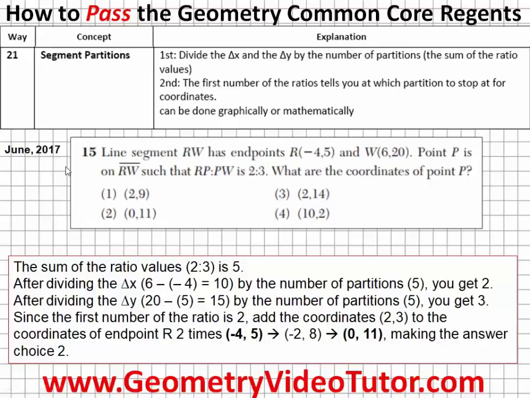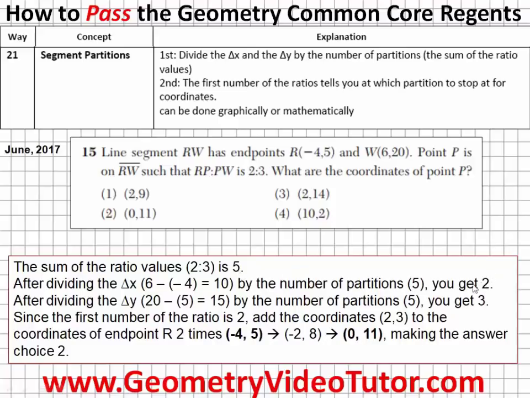So now we're at June 2017, question number 15. First, you want to get the sum of the ratio values. So anytime you see the 2 to 3 ratio, add them up. You get 5. That's what I did first. Then we want to get the change in x. So you're going to do 6 minus -4. That's what I did here. And you get 10. We're going to divide the 10 by the number of partitions, the number you got here, the sum of the ratios.